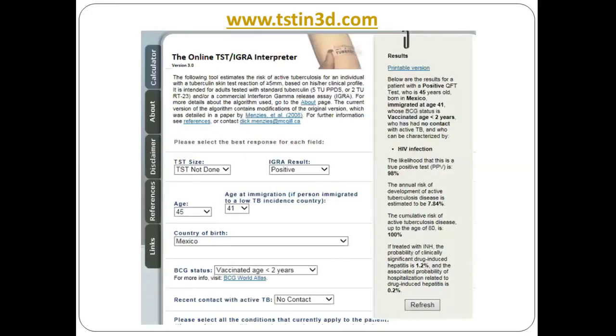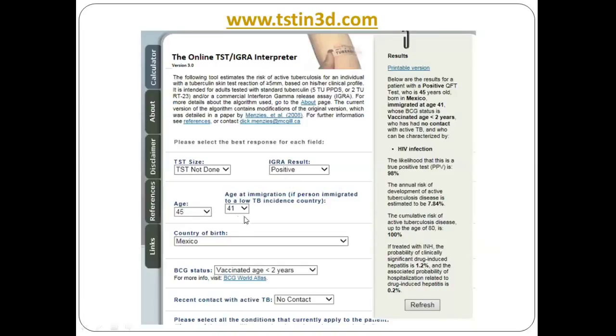And this is something that I would recommend you to look at. This is a website where you can put information of your patient, and the interesting thing is what you get on the right side of the screen. So let me go through an example. This is an online TST or IGRA interpreter. You put the TST size if you did it, or you put the result of your IGRA test over here, either your T-spot test or your interferon.